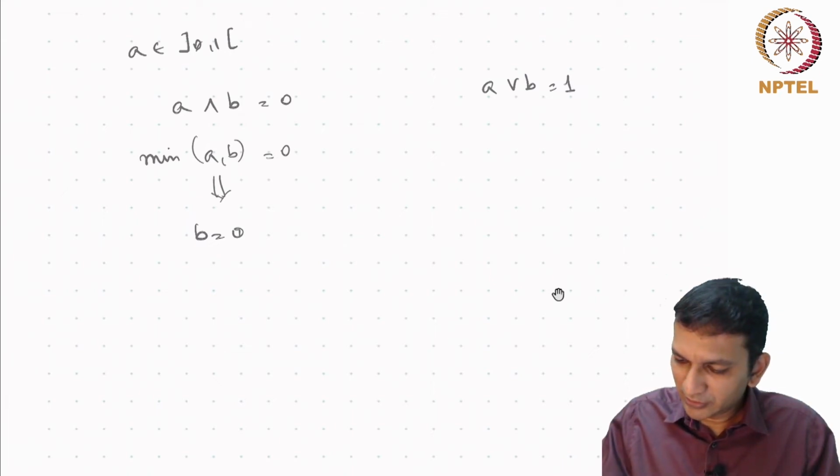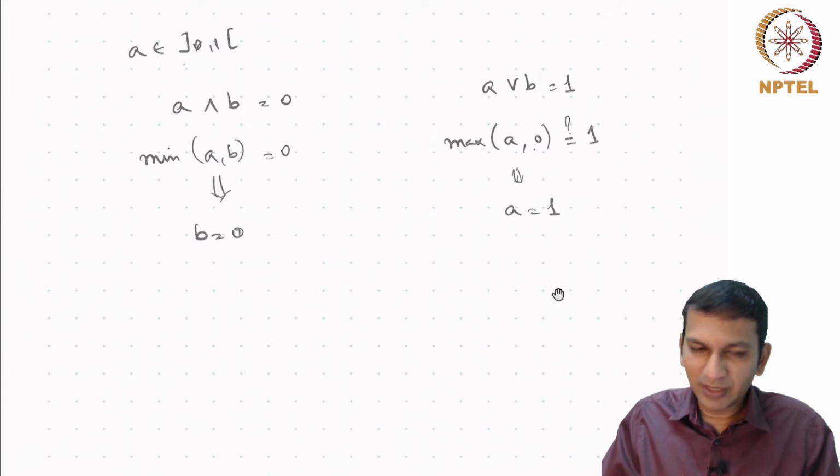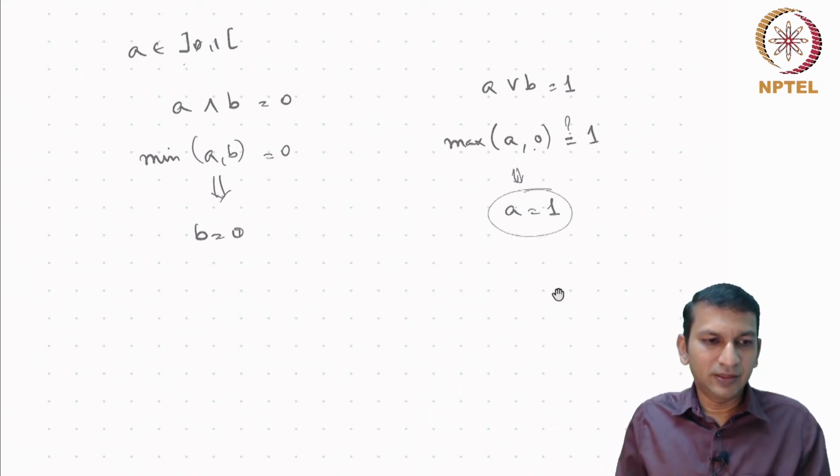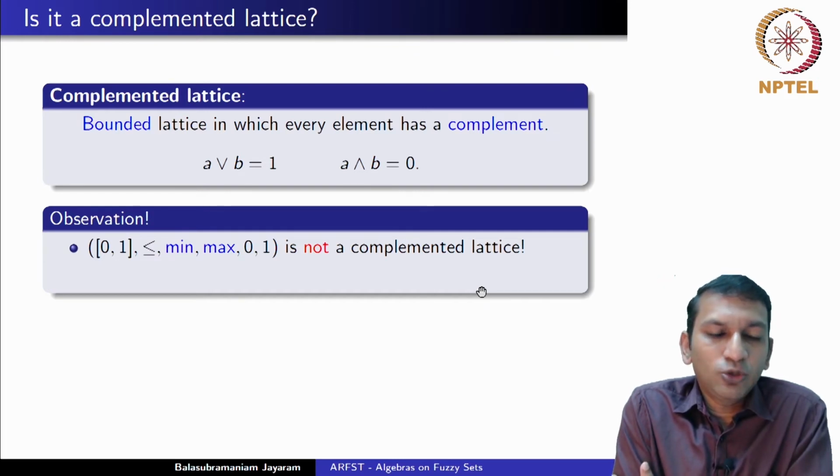But now let's look at the join. This translates as max of A, B, where we know B is 0. We are asking the question, is it equal to 1? Now this can be 1 only if A is 1, because B is already 0. And A comes from the open interval (0, 1), which means A is greater than 0 and less than 1. So this tells us that A has to be 1. However, by our assumption A comes from the open interval (0, 1), which means this is not true. This tells us that with min and max, we are not able to obtain a complement for every A in the open (0, 1) interval.